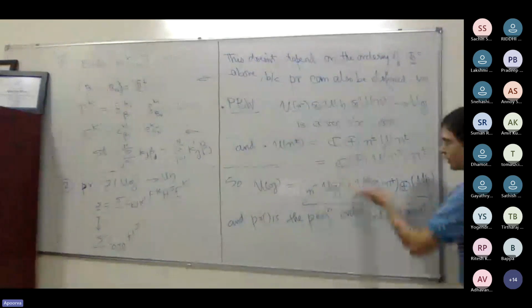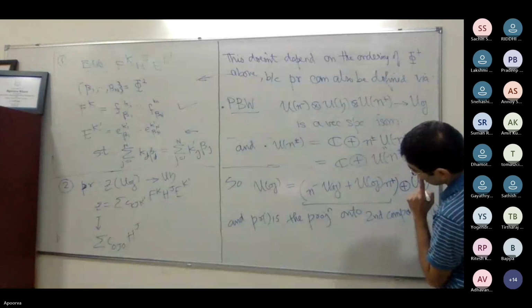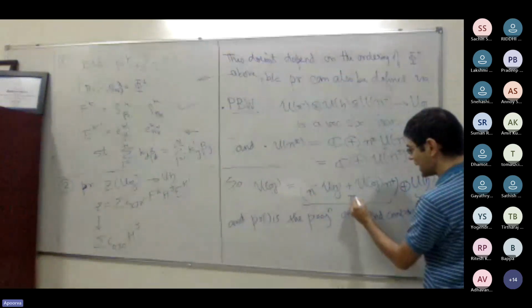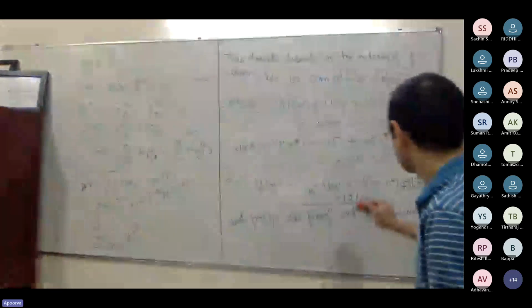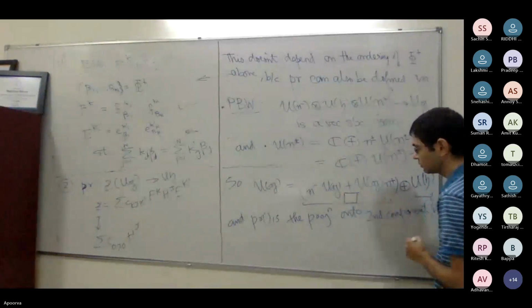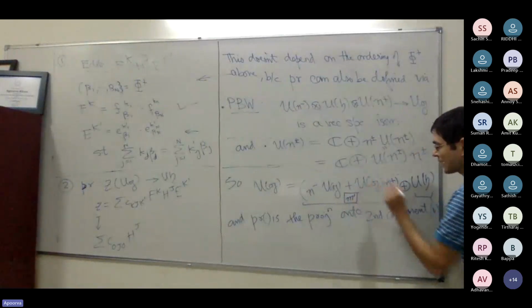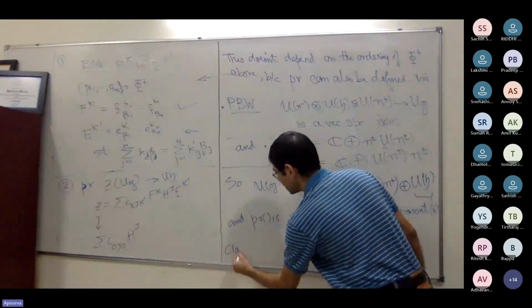Now it's not hard to show that this is a two-sided ideal. Let me give this a name. I can't call it I, because I is the index set. Let me call it M. The claim is that M is a two-sided ideal.